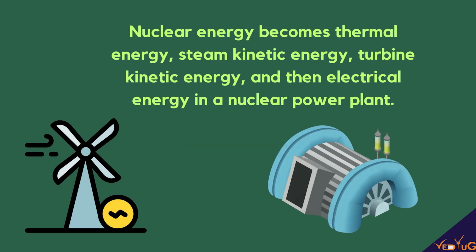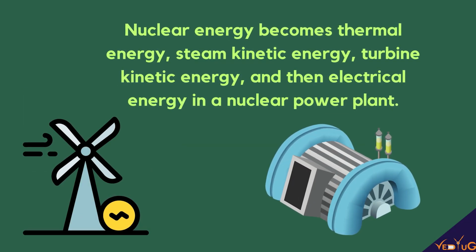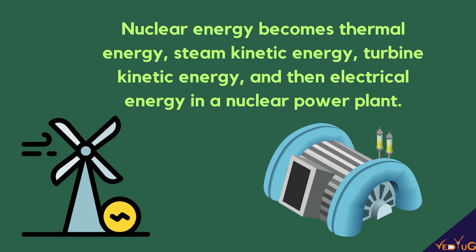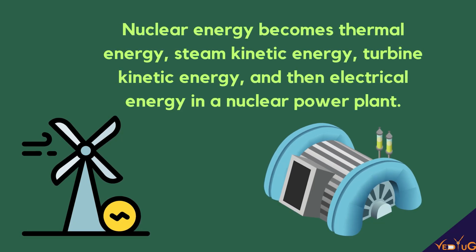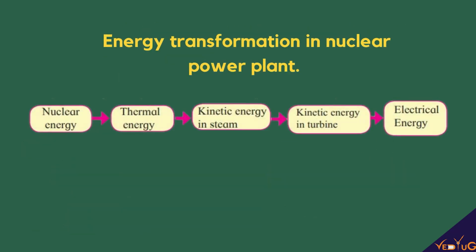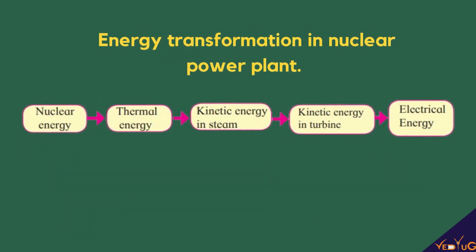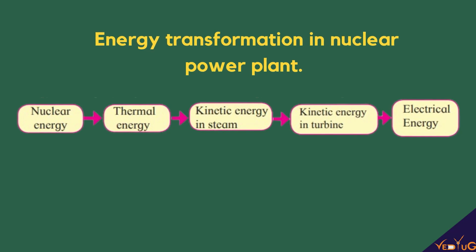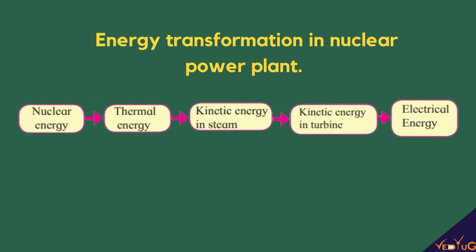So nuclear energy becomes thermal energy, then steam kinetic energy, then turbine kinetic energy, and then electrical energy in a nuclear power plant. So energy transformation in a nuclear power plant is given. First we get nuclear energy, then it is converted into thermal energy, which is then converted into kinetic energy in steam. Then that steam is converted into kinetic energy in turbines. As a result, we get electrical energy.